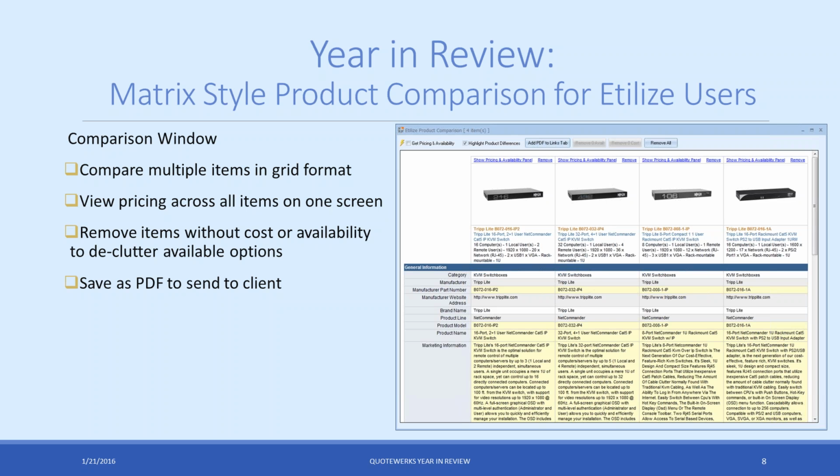One of the really nice things about this feature is that you can save it as a PDF to send to the client, and if you do send it to the client as a PDF, we will strip out the pricing and the part number information, so your client doesn't get that. They'll just see the item information on there instead.